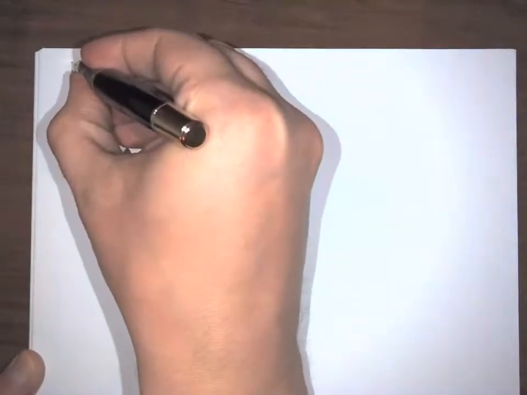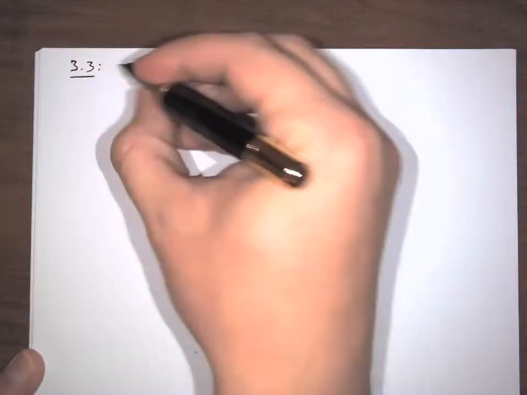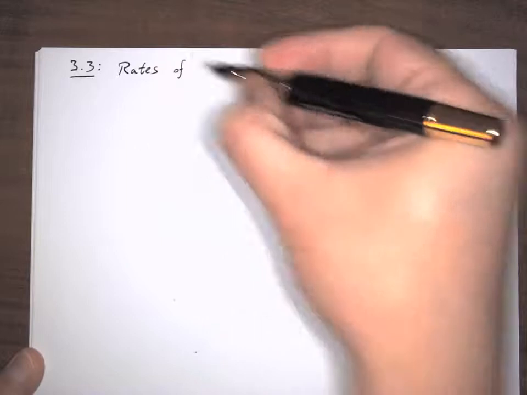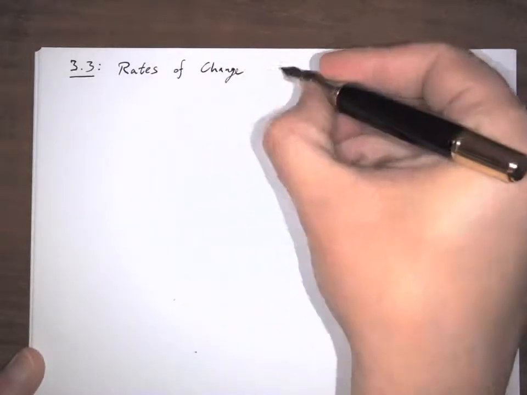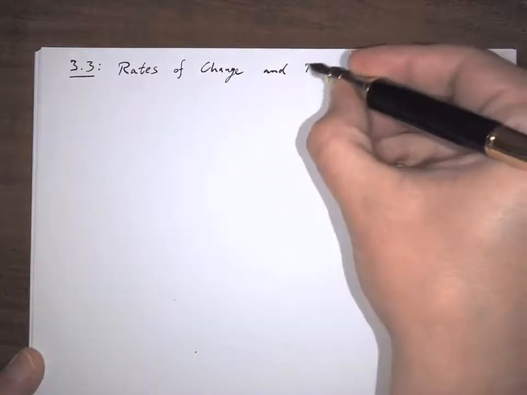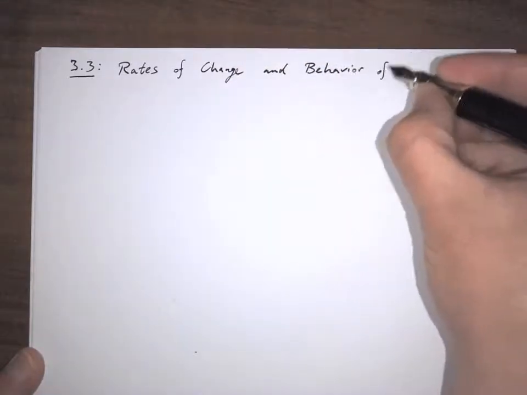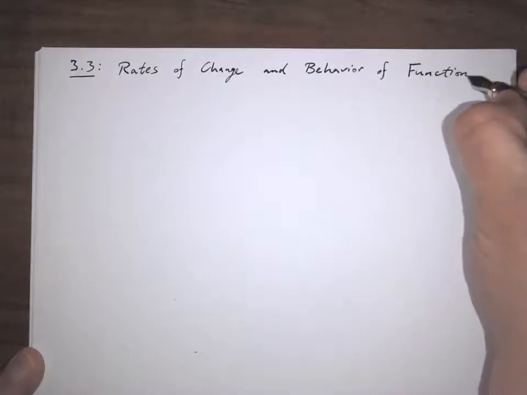So now we're going to talk about section 3.3, rates of change and behavior of functions. So section 3.3 has to do with, as I said, rates of change and behavior of functions.